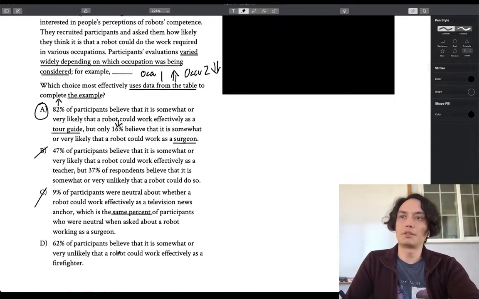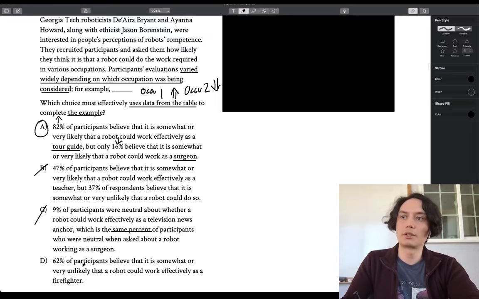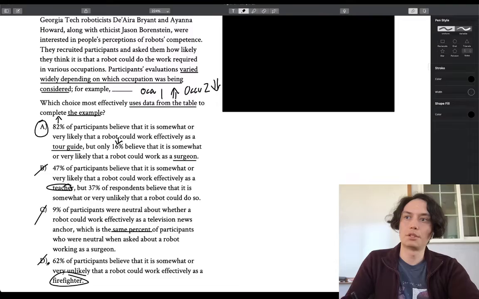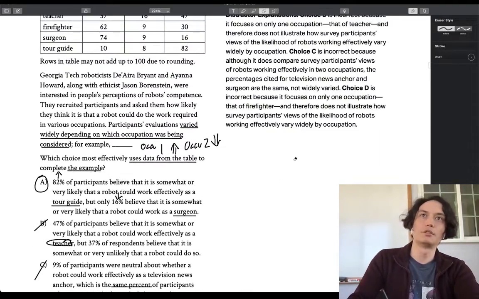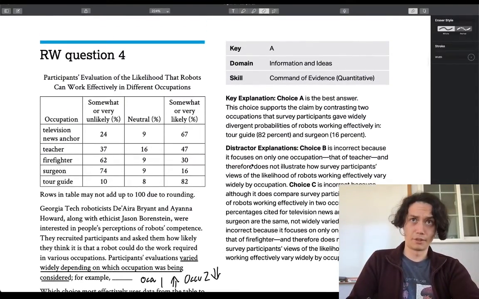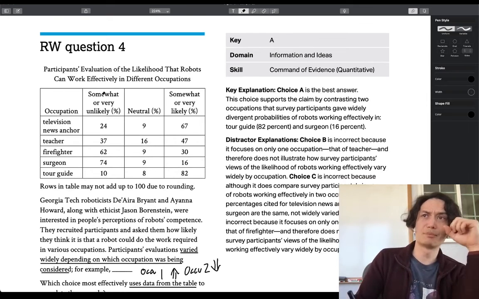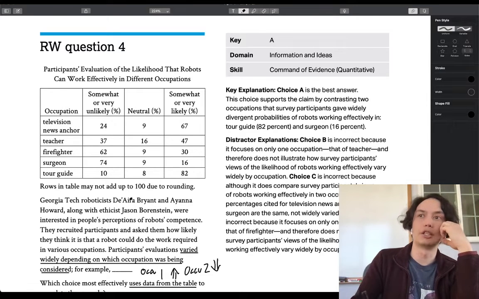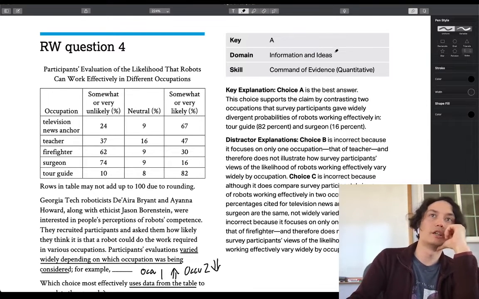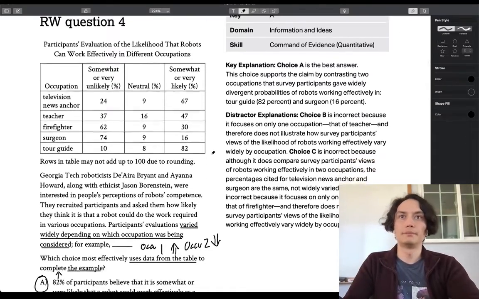62% of participants believe that it is somewhat or very unlikely that a robot could work. So again, this is just one occupation, so we're not comparing occupations. All right, so A is right. These are all very easy so far. I guess maybe these are hard to read. This would take a long time to read. Command of evidence, quantitative. Okay, sure. Okay.